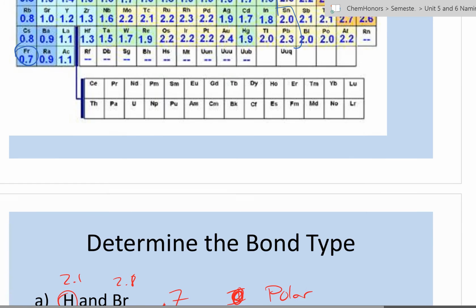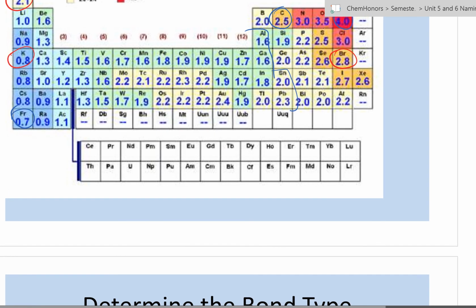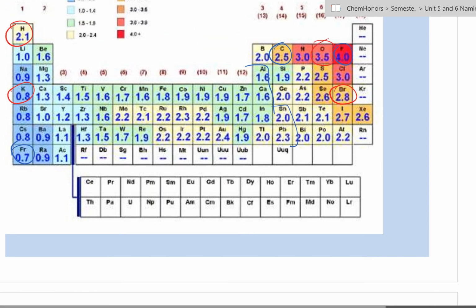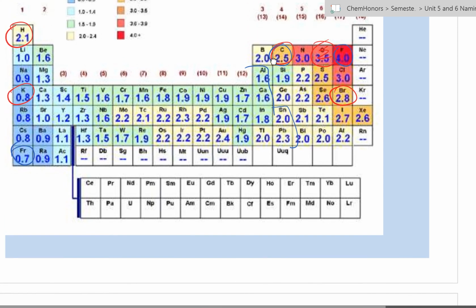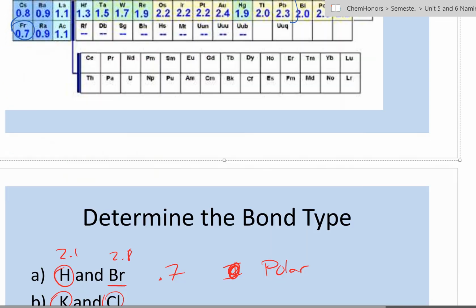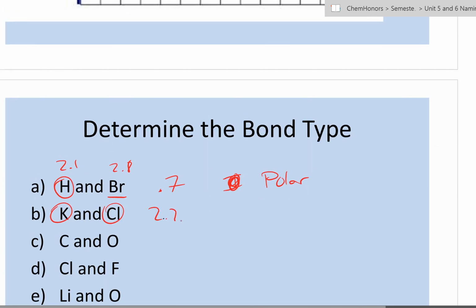Potassium and chlorine. Potassium is 0.8. Chlorine is, whoops, I did the wrong one, that's carbon. Chlorine is 3.0 and potassium is 0.8, so that gives them a difference of 2.2, which is ionic.